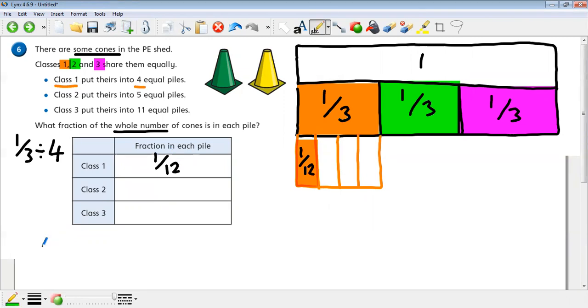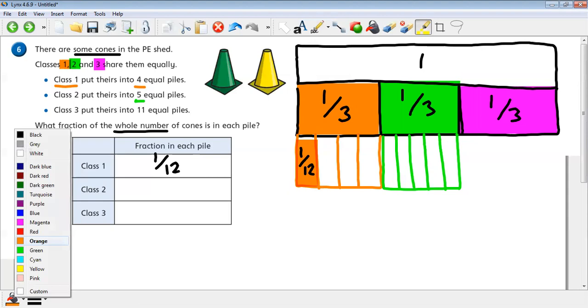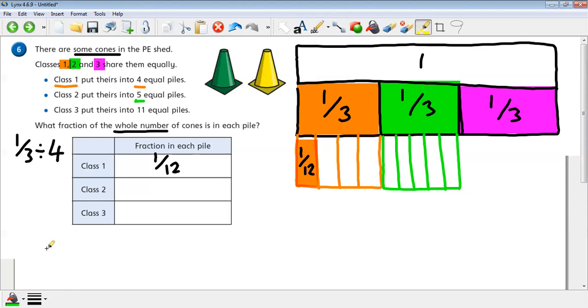And then from there, we can figure out what class 2 do. Same concept, but rather than splitting them into 4, they're putting them into 5. Let's see if I can squeeze this in here. Should have drawn a bigger bar. 1, 2, 3, 4, 5. And again, it wants to know what fraction of the whole number is in each of the little piles. That is what it wants to know. So that would be 1/3 divided by 5, which would be 1/15.